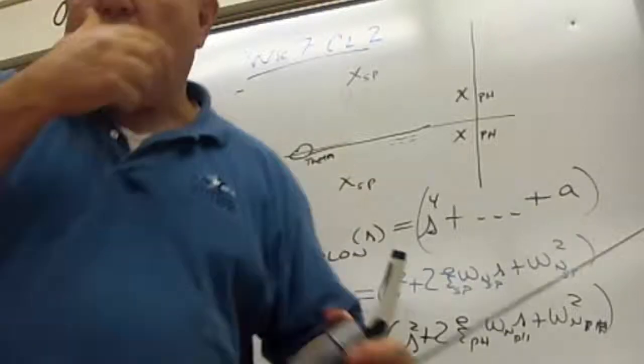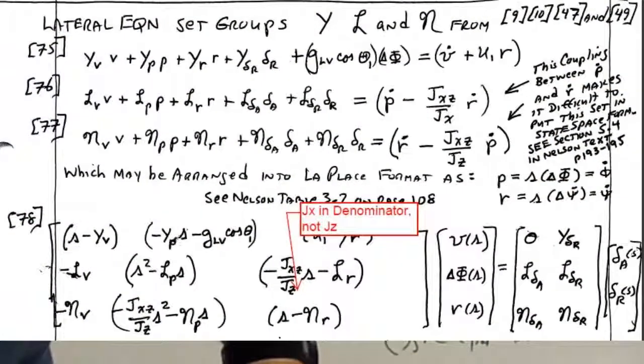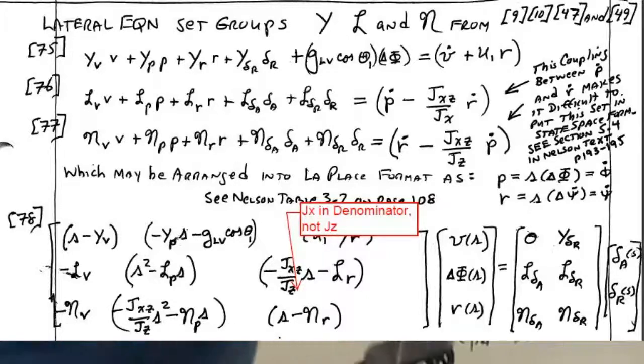Well, what about the lateral modes? That's the longitudinal modes. If you did the same thing with the lateral modes, then you will end up with these equations here, which is the last page of my handout. And again, these equations are the same that you see in Nelson. These are exactly the same equations, or in Roscoe.